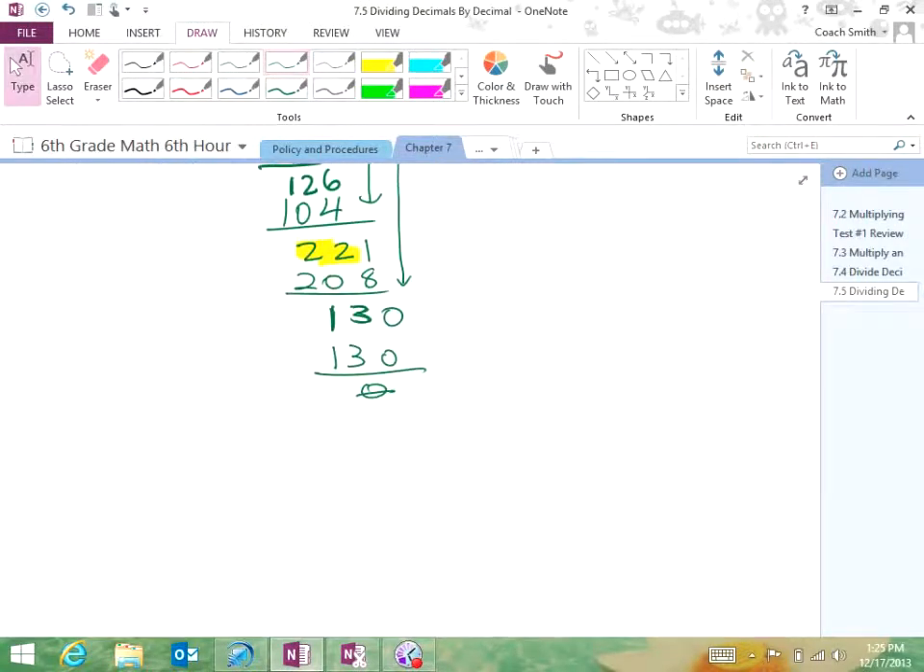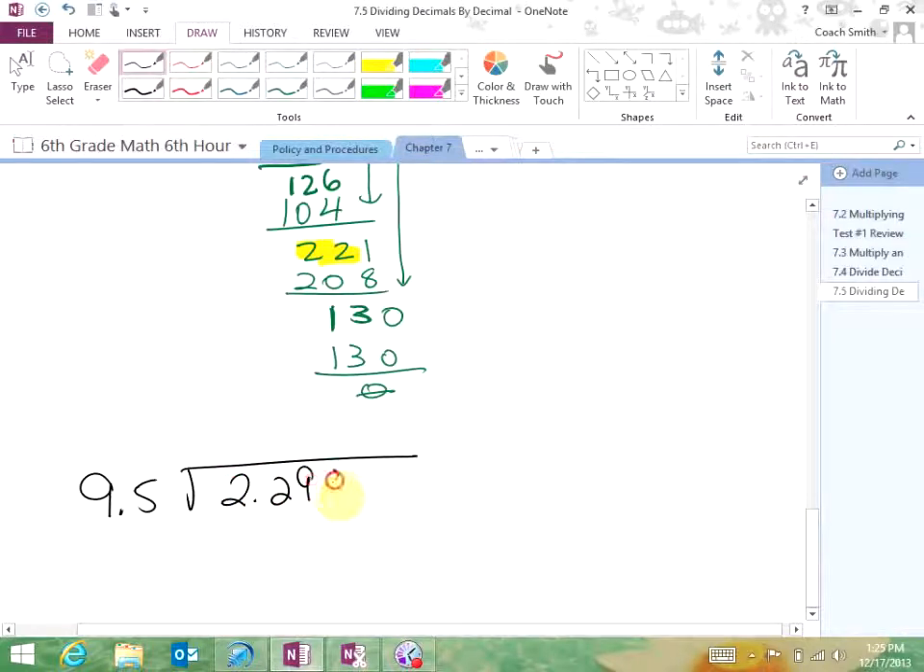All right, try this one on your own. Let me see which one I want to give you. Have we done number 12? 9.5 divided into 9.5 divided into 2.299.